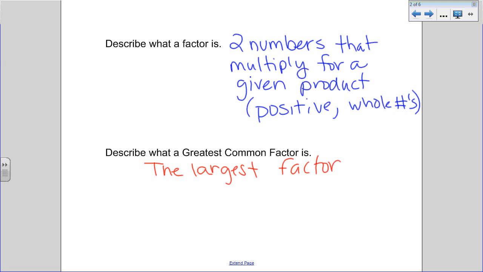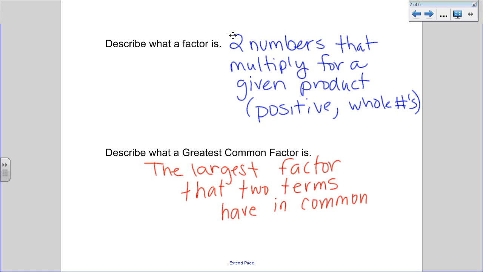The largest factor that two values, I don't want to use values. Let's use terms. Let's start using that two terms have in common. I hesitate to use the word common there, guys, because we don't always like to use one of the words in the definition. So it's two factors that they have the same.